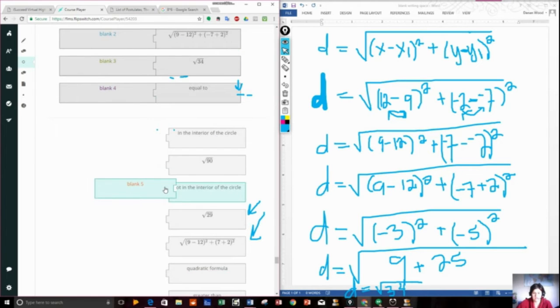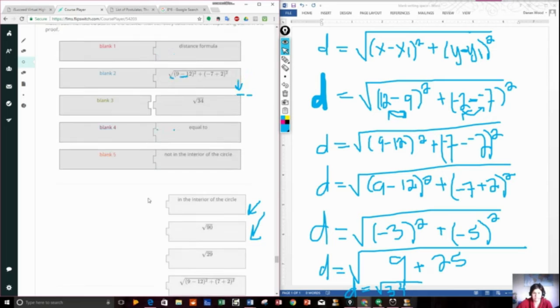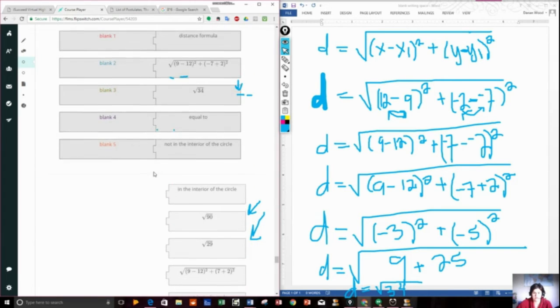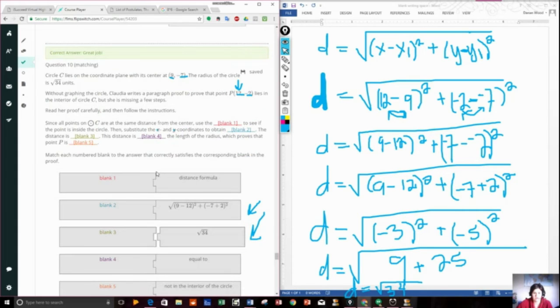So it is not in the interior of the circle. So we're going to submit that for grading. Great job. All right. So there is question 10.